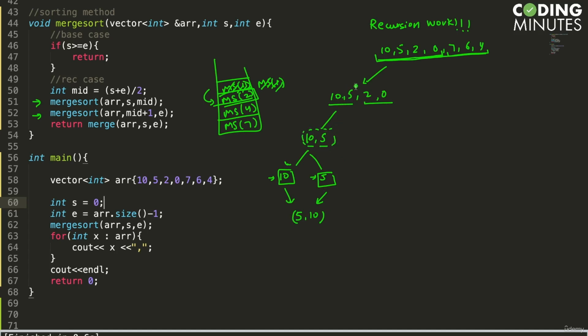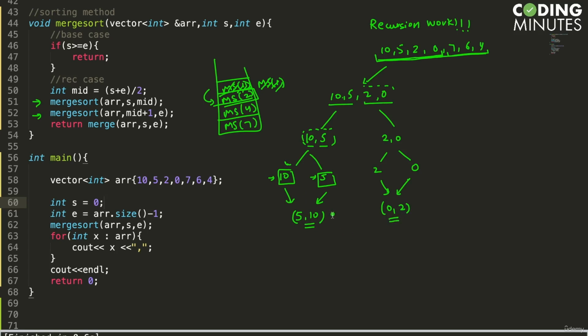So this part now knows the left part has been sorted, so you make a call on the right part to sort it. So you make a call here, so it becomes 2 and 0, and both of them return. And when you are coming back, you try to merge these two arrays and you get 0 and 2.